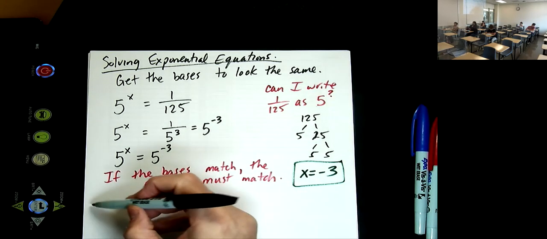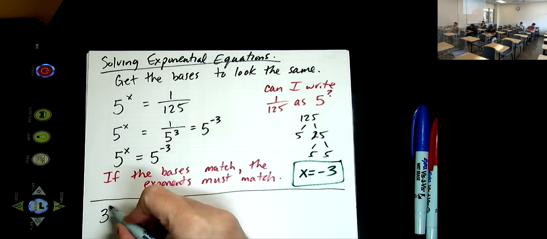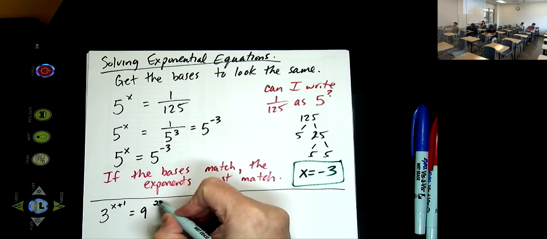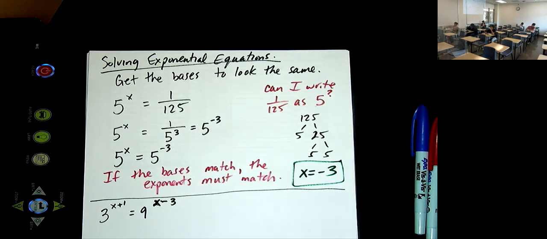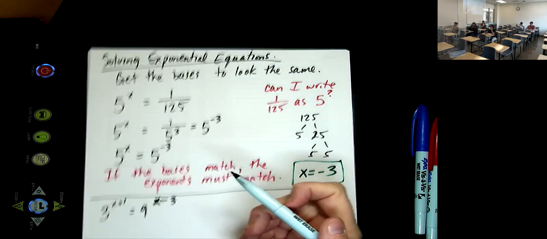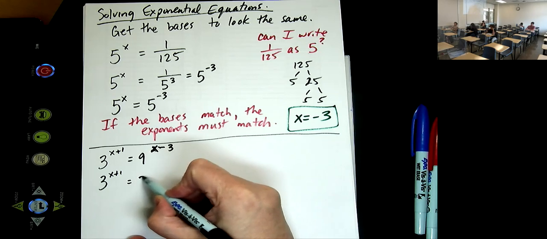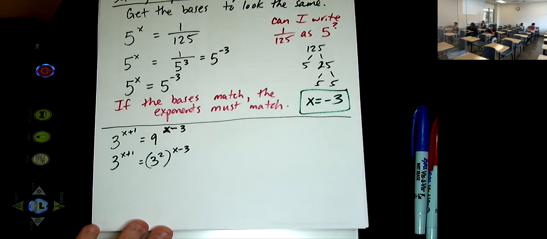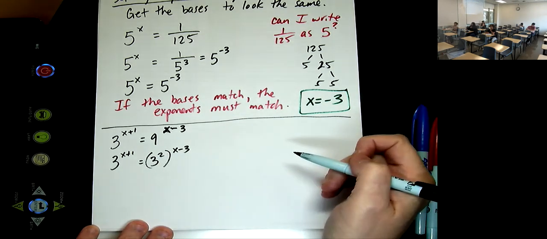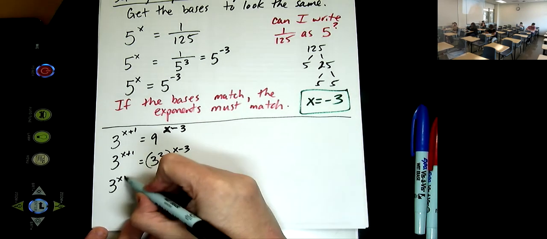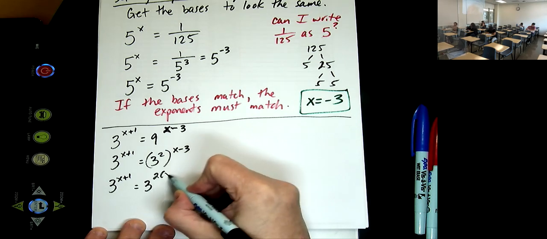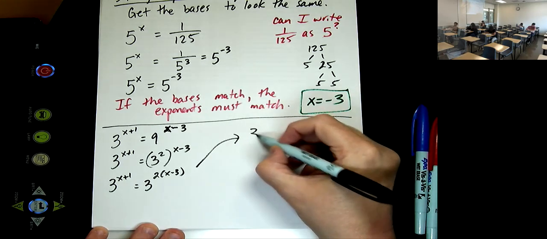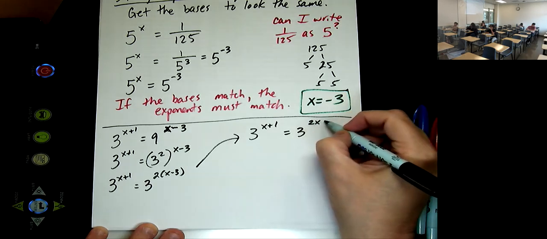You're going to have to do some number manipulations. What if I have 3 to the x plus 1 equals 9 to the x minus 3? I can make 9 into 3 squared. So let's do that. I'm going to put it in parentheses like that, because that's what's really happened. What do we do to deal with this? You multiply. Excellent. This is 3 to the 2 times x minus 3. Or 3 to the x plus 1 equals 3 to the 2x minus 6.